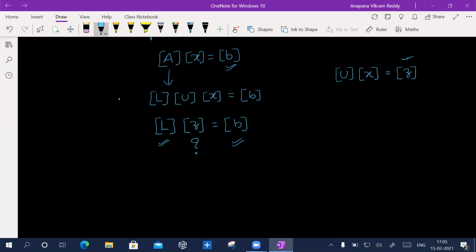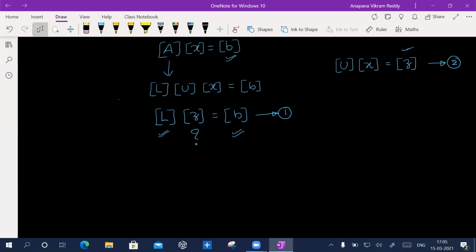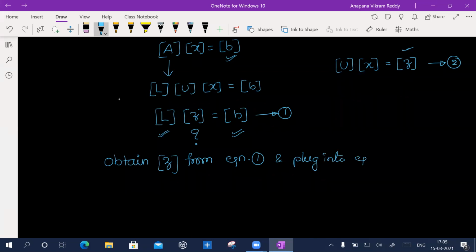So let's say this is my equation 1 and this is my equation 2. You obtain Z from equation number 1 and plug it into equation number 2. That's it. Once you know Z, this is known to you. And what about the upper triangular matrix? Yes, you know this as well. Now we can compute this X. Agree? So this is what LU decomposition is.